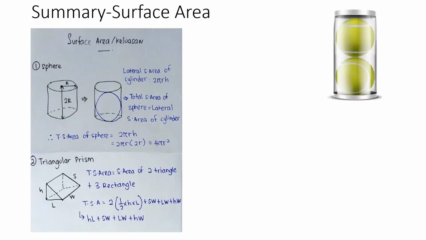Okay, first of all we want to derive the surface area of a sphere. Sphere is a three-dimensional shape of a circle. So you can see the tennis balls over here. Here got two tennis balls inside a cylindrical container. So in order for us to derive the formula for the surface area of the sphere, what we're going to do, we just want to take one of the tennis ball and put inside a smaller cylindrical shape.